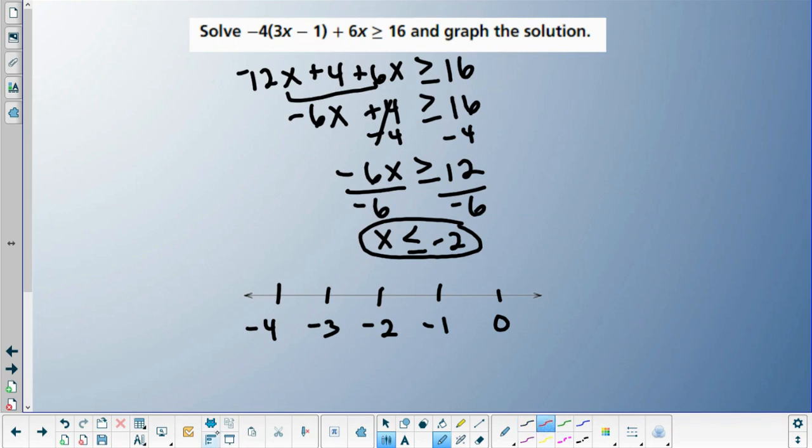Okay, so then when it comes to our shading, first of all, I'm going to have a circle here at negative 2. Is it going to be open or closed? Well, you look at the symbol, I see I have an equal to symbol, so I'm going to shade it in. If you're drawing these by hand, please make sure that I can tell whether it's shaded in or not. And then I want all of the numbers that are less than or equal to that. So that would be all of our numbers here on the left-hand side. Just show me that we're going in that direction.